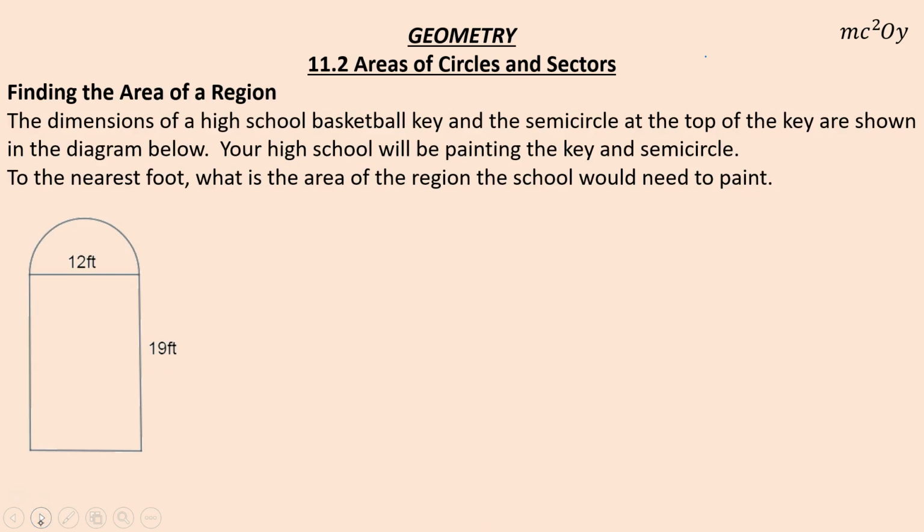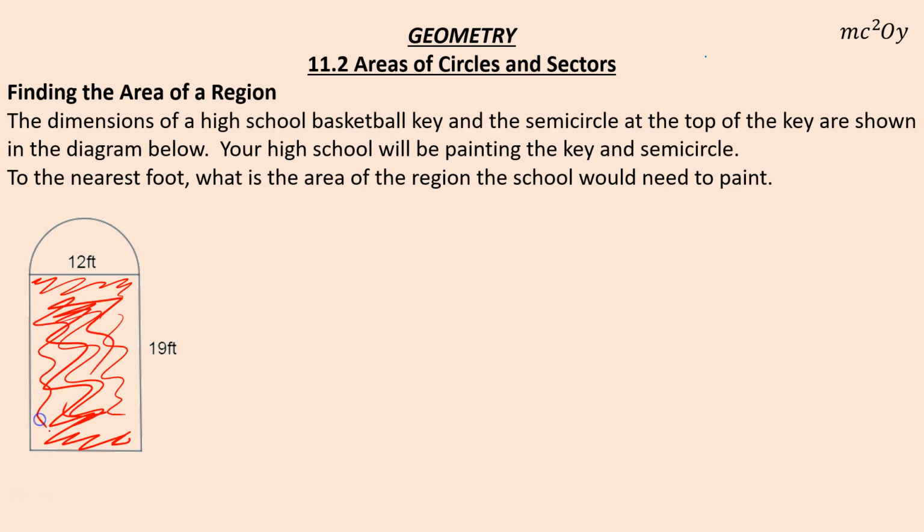Let's try one more thing. We kind of have this composite figure. It's two shapes put together. The dimensions of a high school basketball key. So the key is like the rectangle part, and the semicircle at the top of the key, the half circle, are shown below in the diagram. Your high school will be painting the key and the semicircle. So to the nearest foot, what is the area of the region that the school would need to paint?